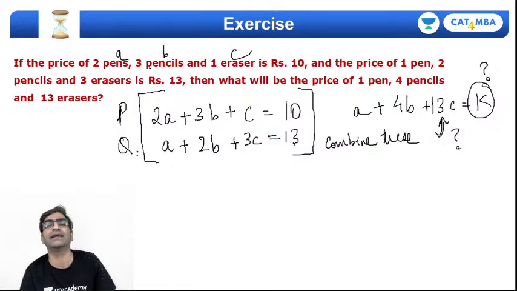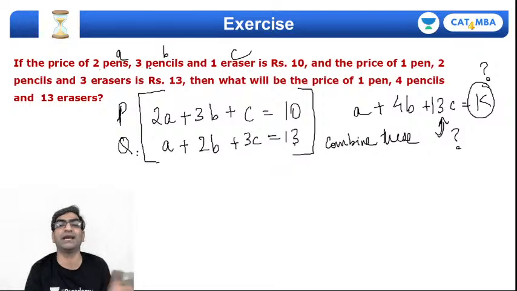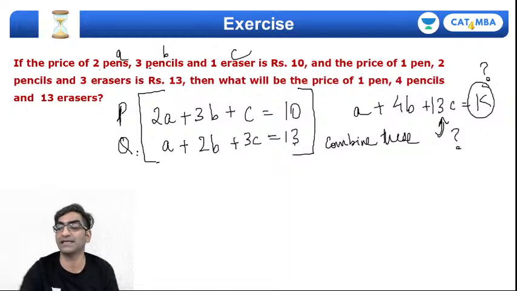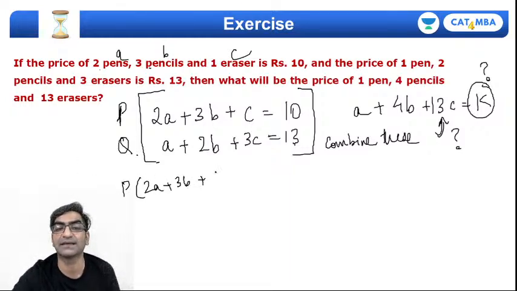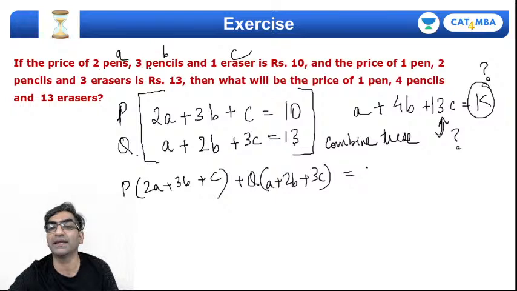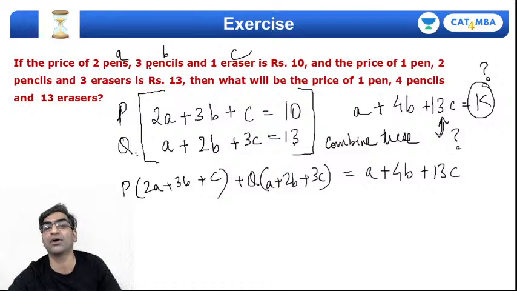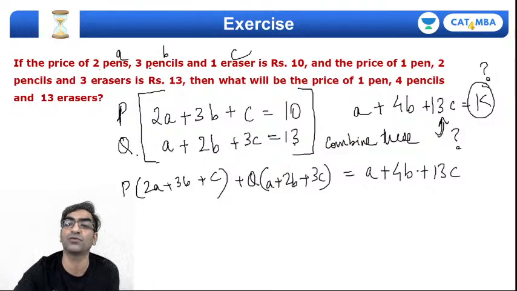तो combine करने के लिए we'll need some constants P and Q, which if you multiply and add gives me the required expression, right? तो basically मैं क्या बोल रहा हूं, P times 2A plus 3B plus C plus Q times A plus 2B plus 3C will give me A plus 4B plus 13C, right? Basically left hand side में P से और Q से multiply करके अगर मैं combine करता हूं तो required expression बन जाएगा A plus 4B plus 13C.